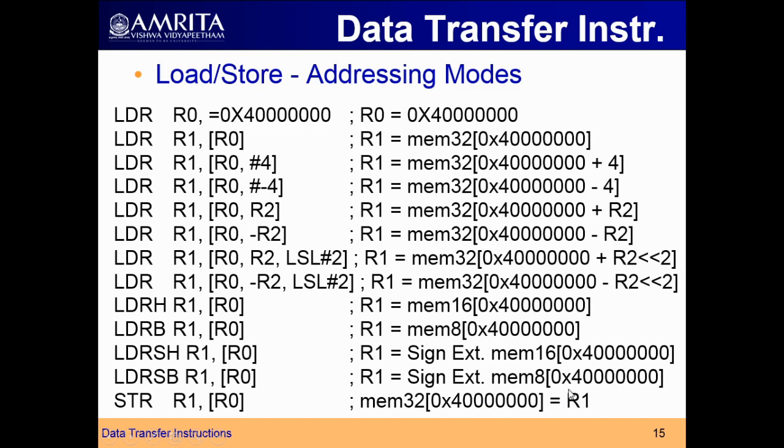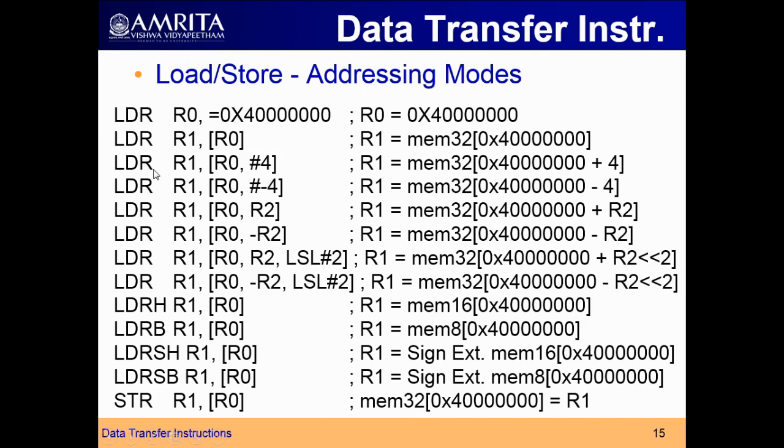R1 will be moved on to this address, right? And how much data will be moving? One word. Why? Because it is STR. If you are writing STRH, what will happen? Half word only will be moved. If you are writing STRB, byte only will be stored, right?